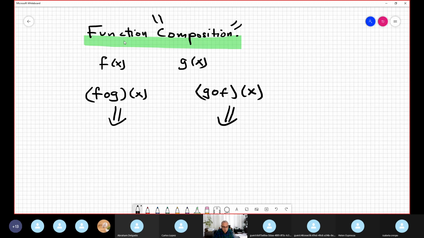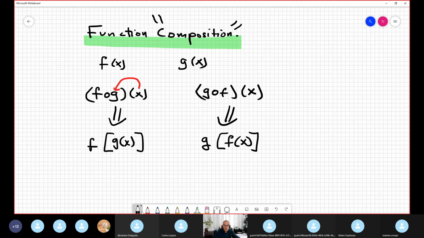You have one function first, g. The function closest to the domain element is g. That means the first function that participates is g. You evaluate x in g, and with the result of this, you evaluate in f. This is another way to visualize composition. In the other case, it's different: you evaluate in f first, and the result of this you evaluate in g.